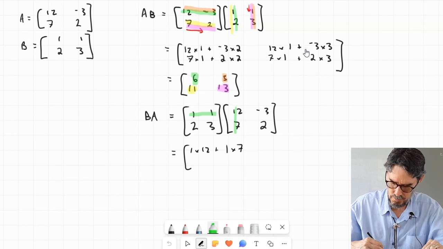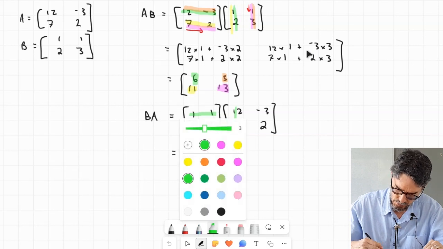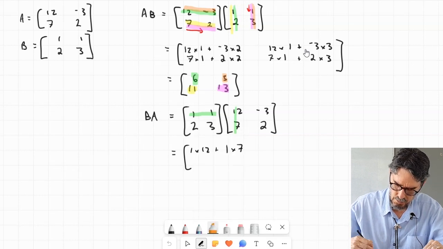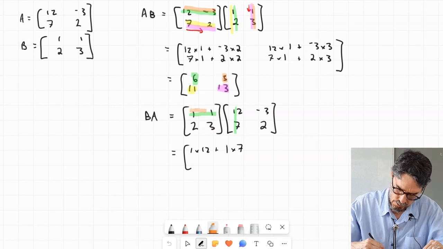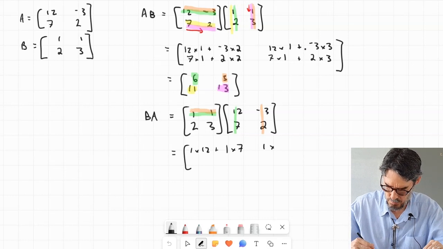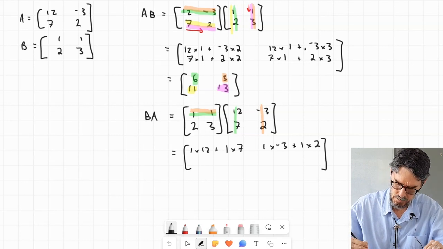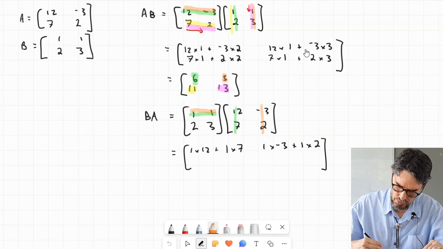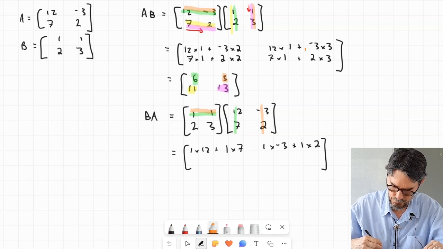Then we're going to do orange. Then we're going to do across the first row, down the second column. So we're going to have 1 times negative 3 and 1 times 2. Do I need to keep highlighting? Maybe I'll do it one more time.